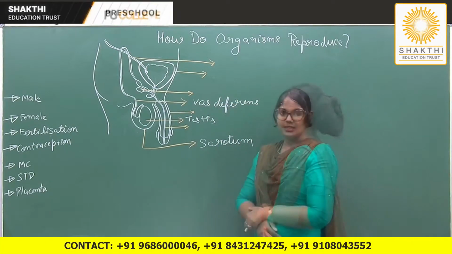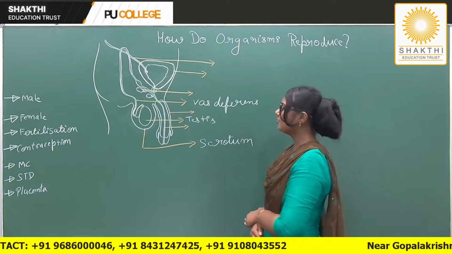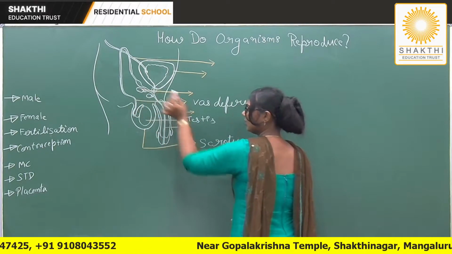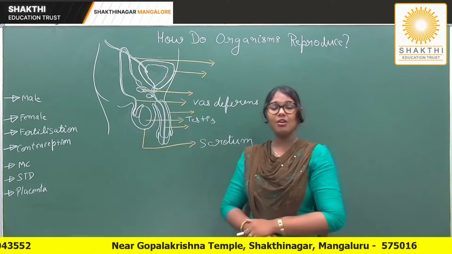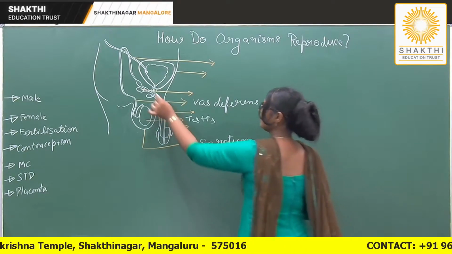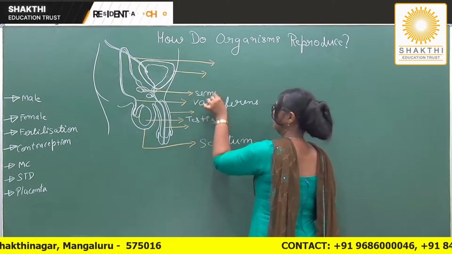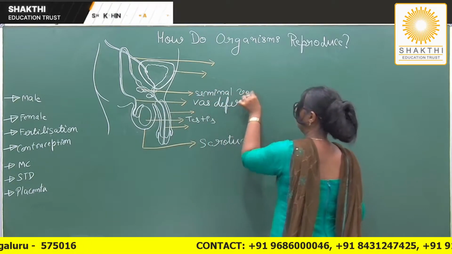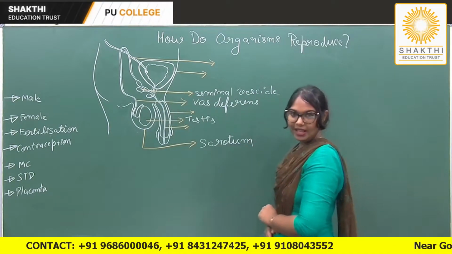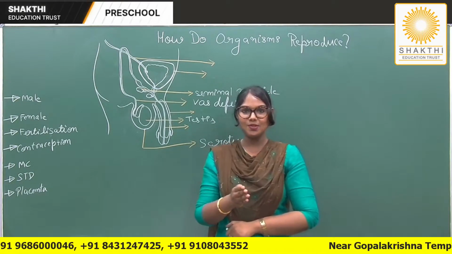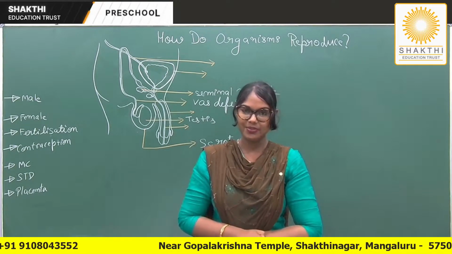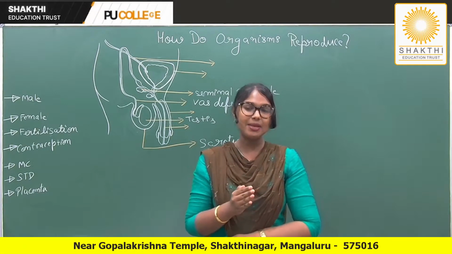Very important. Coming to the next part of the male reproductive system, the glands. We have a few glands here, the most important of them being the prostate gland and the seminal vesicle. So, these are the seminal vesicles, and this is the prostate gland. Both the seminal vesicles and the prostate gland have a very important function, that is production of fluid. This fluid is called seminal plasma.